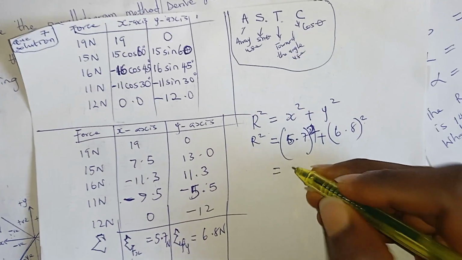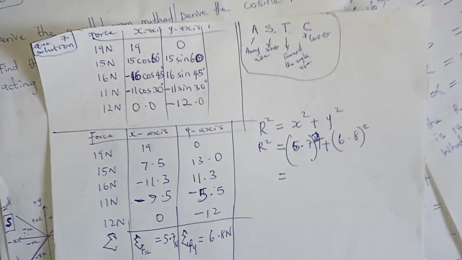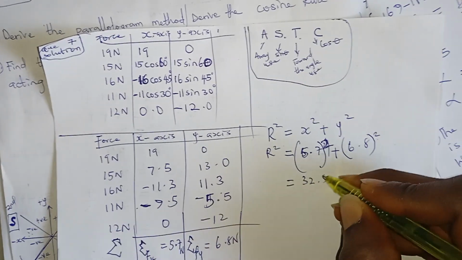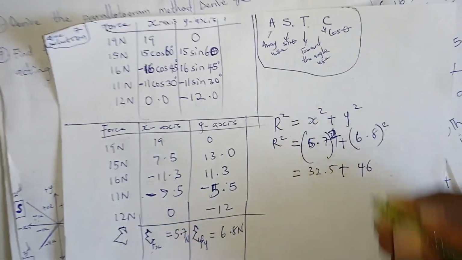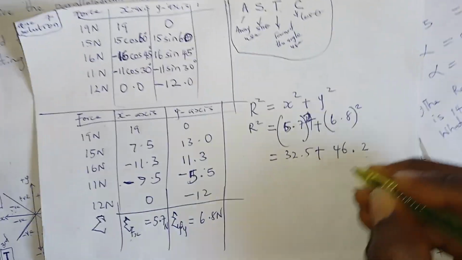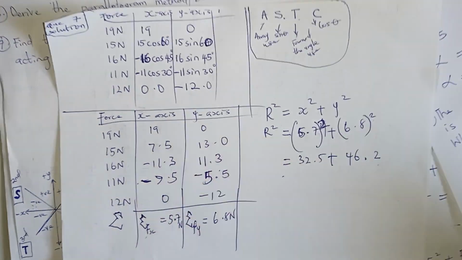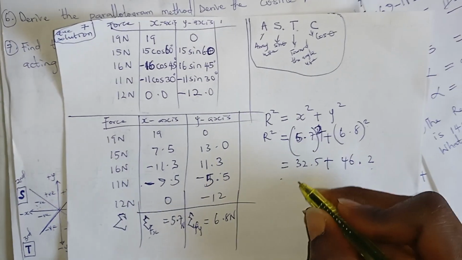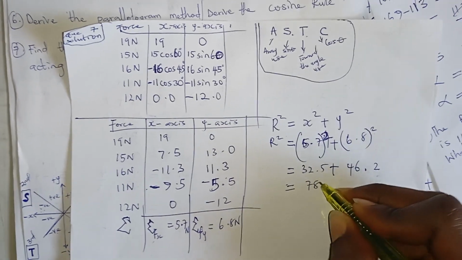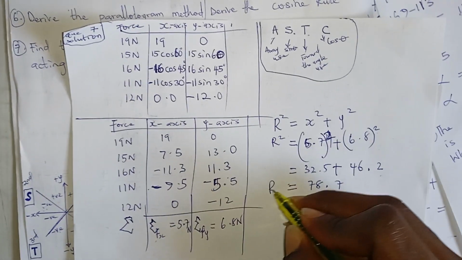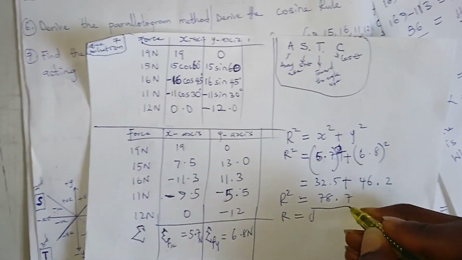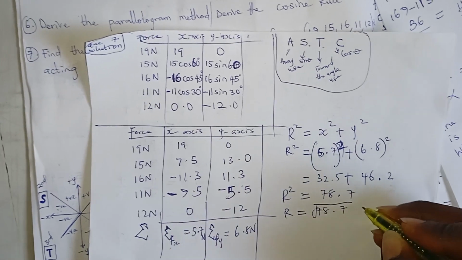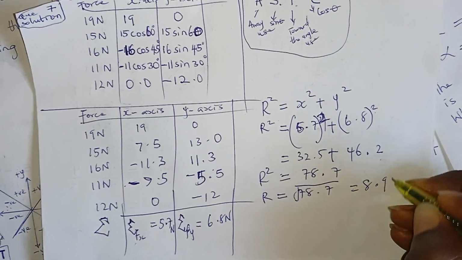So this is going to give me 32.5 plus 46.2, which gives me 78.7. So r square is equal to 78.7. So take the square root of both sides, so that r becomes square root of 78.7, which is equal to 8.9 Newton. So this is the resultant.